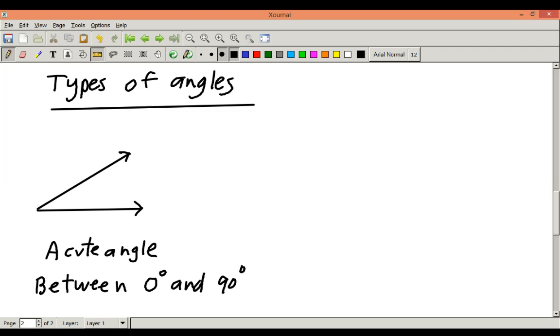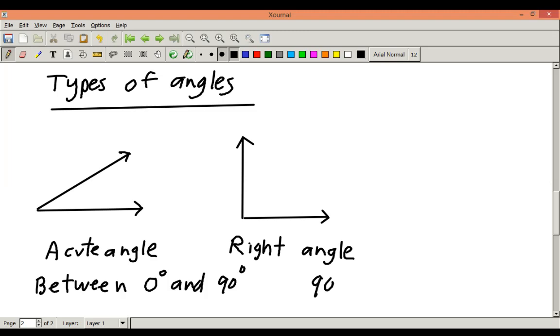Another type of angle that we have in our collection is a right angle. So a right angle. And that's an angle exactly 90 degrees. And we usually will show that with a little square in the corner like that. That's a right angle, exactly 90 degrees.